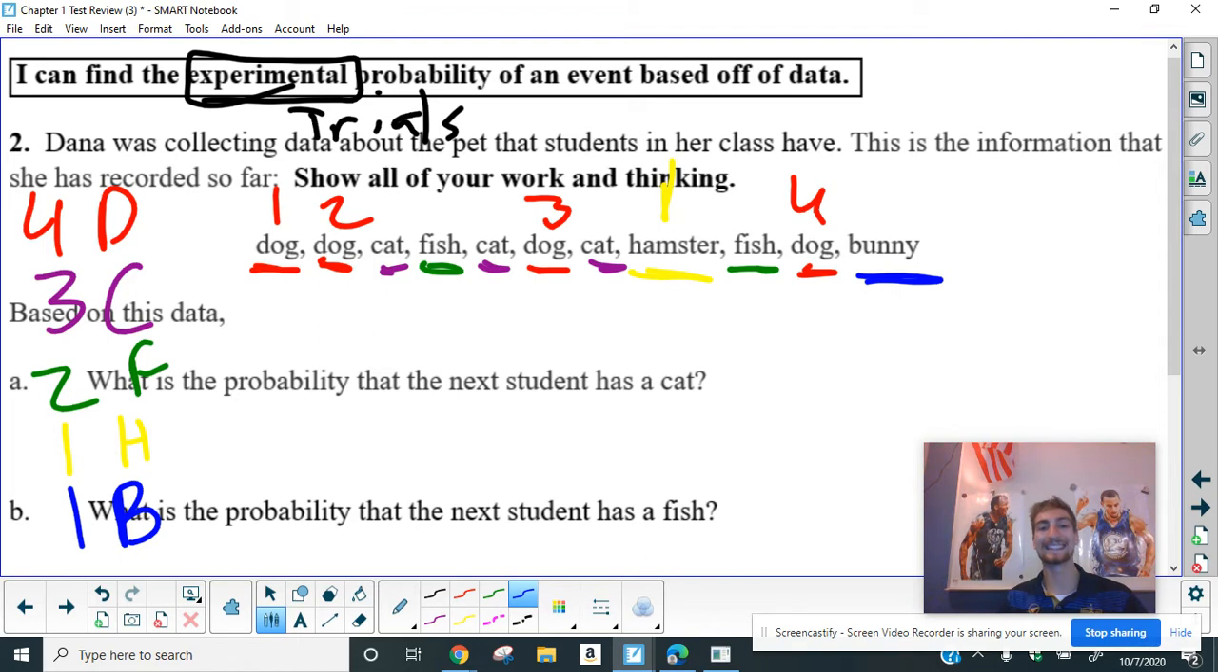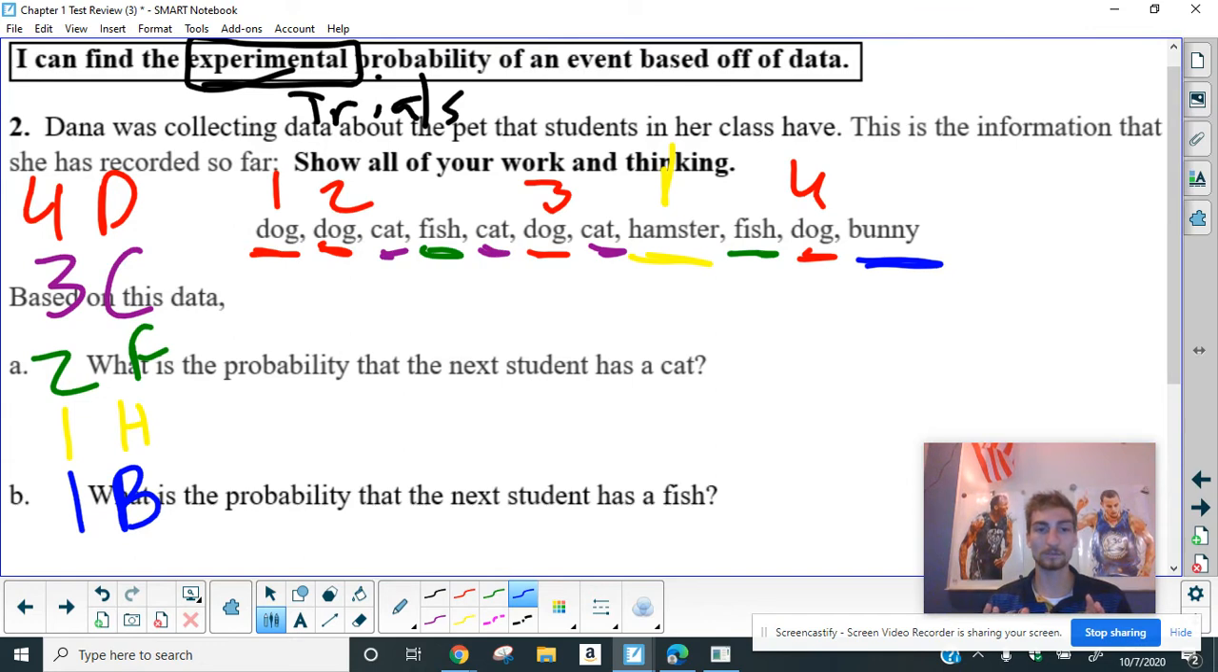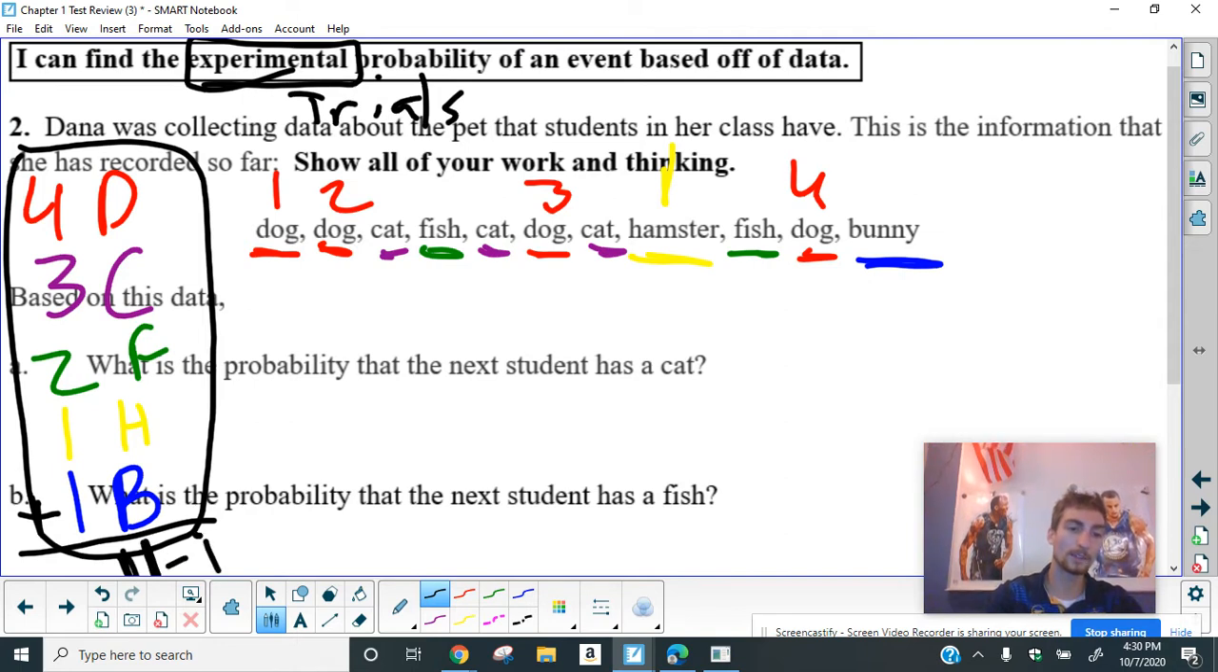So now it says, what is the probability that the next student has a cat? Now, obviously, we don't know if the next student has a cat. There's no way of knowing for sure. But based off this data, we can make an educated guess. All right. So I'm going to take a look at, off the data we have now, how many students have cats. So first off, I'm going to do the same thing as theoretical probability. Find my total. So if I add 4 plus 3 plus 2 plus 1 plus 1, that should be 11. Add them all together. It's going to give me 11. So 11 would be my total.